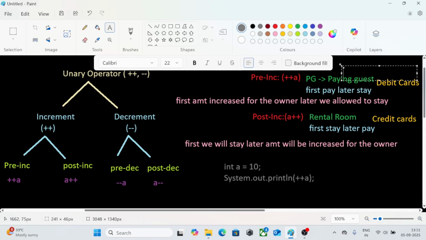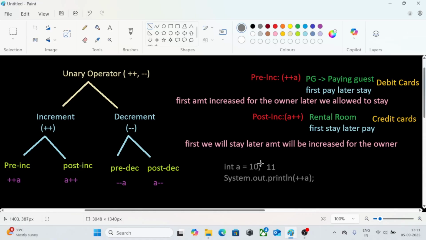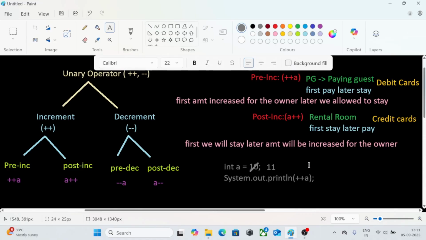Okay, plus means, as you have seen the symbol, what you have to do is increase the value. So a value will become 11 here. First I'll be increasing the value, so a value becomes 11 now, correct? So later assign the value. So now what is the value of a? It's nothing but 11. Hope you guys got clarity.